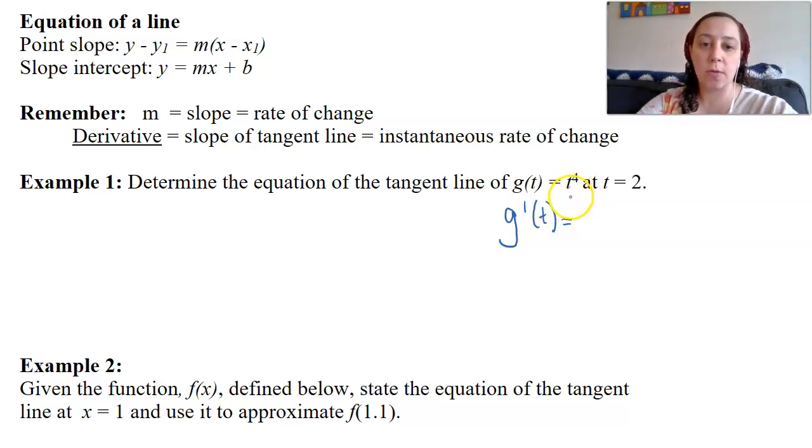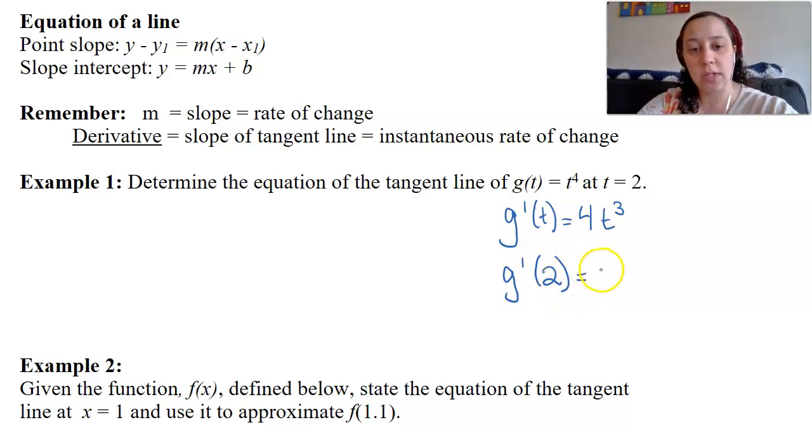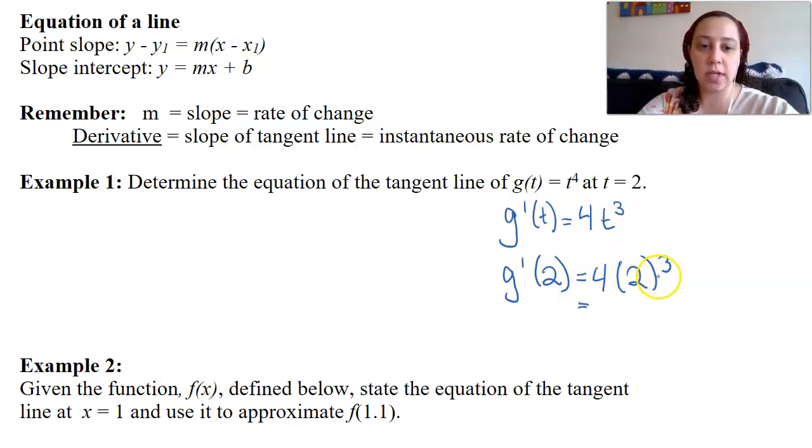Well, here I just have the power rule. T to the 4, I'm going to bring down that exponent, 4t, and subtract 1. 4 minus 1 is 3. Now I'm going to find g prime of t when t equals 2, so I'm going to plug 2 into my derivative. Once I plug in 2, I get 4 times 2 to the 3. 2 to the 3 means 2 times 2 times 2, which is 8. 8 times 4 is 32.